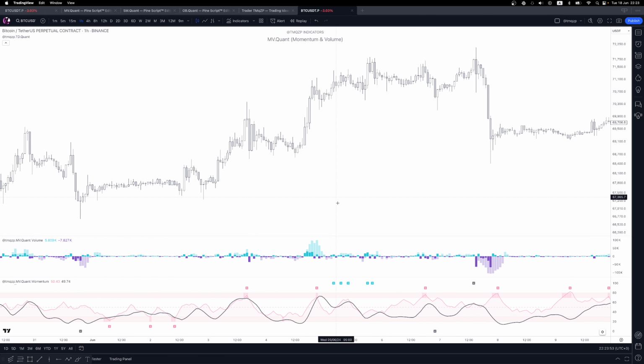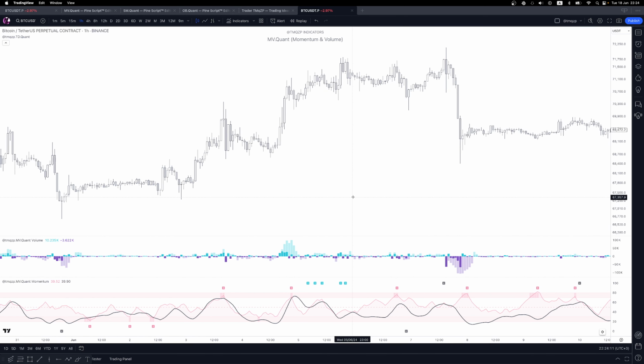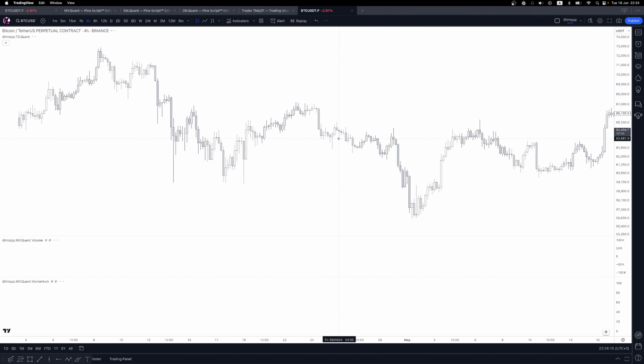Maybe you get a bunch of divergences, like here. That's what the D stands for. But yeah, momentum is still moving up, right? So you're kind of waiting for that momentum shift to enter the potential, or take action on that potential divergence, right? So that's kind of the idea behind it. Let's see if we can find maybe a better one on the 4 hour or something.